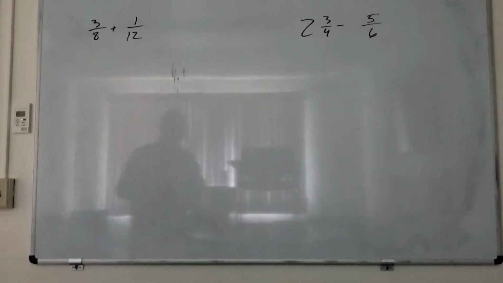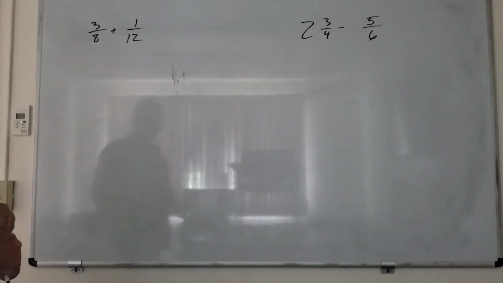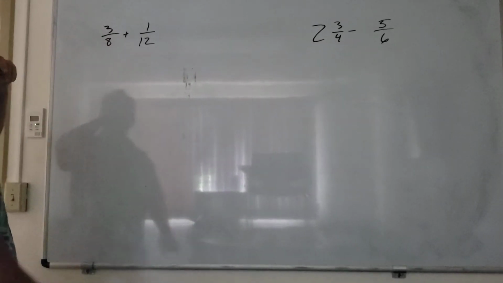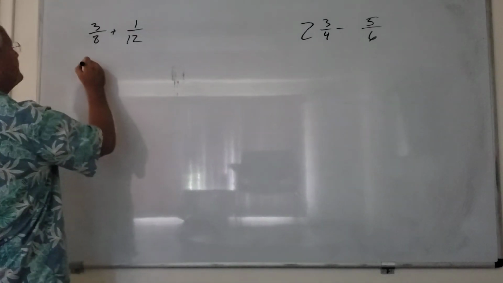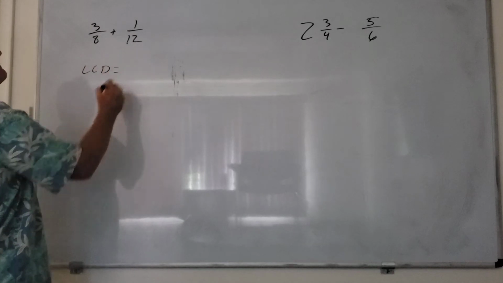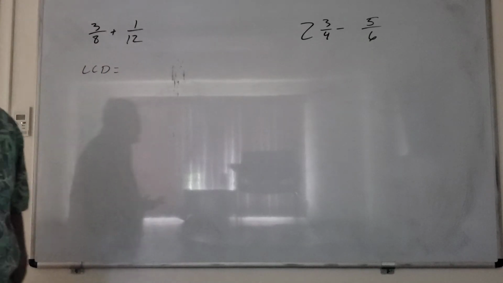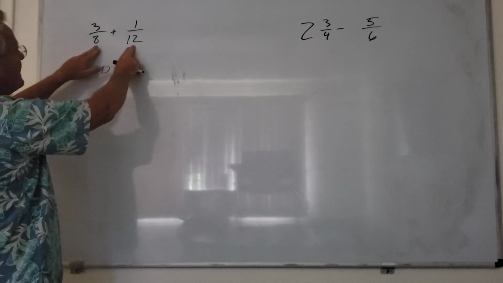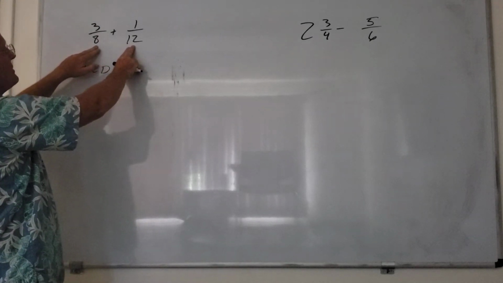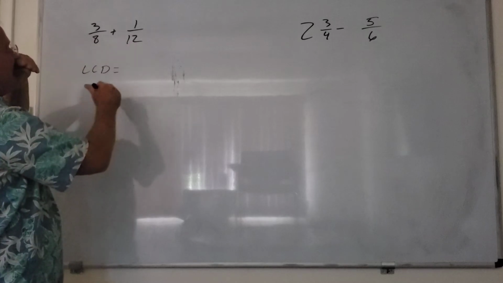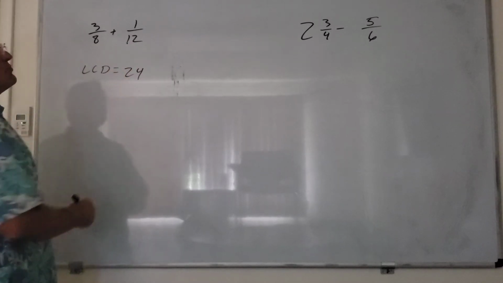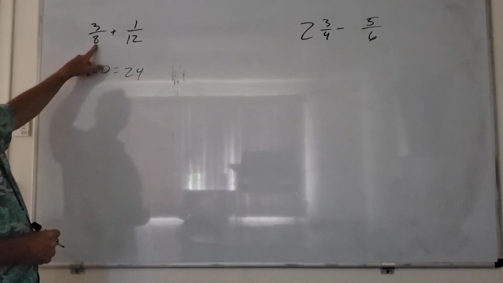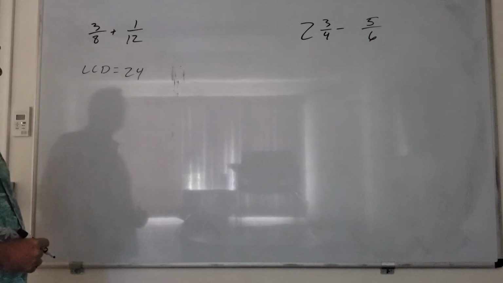All right, we're going to do two examples of adding and subtracting fractions. We'll do this one first. So the first step is to find the LCD, the least common denominator. Again, the least common denominator is the least common multiple for the denominators. So the smallest number that both of these divide into is 24. Yeah, 8 goes into 24 evenly, and so does 12.